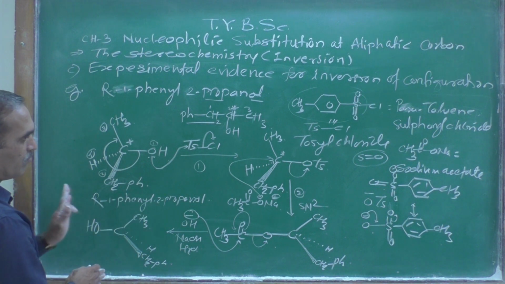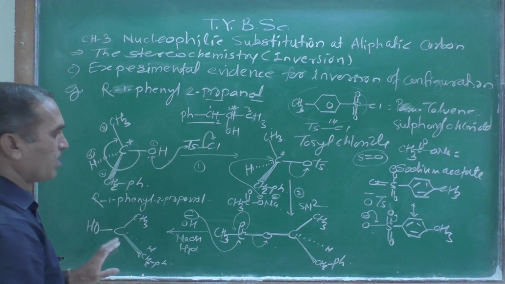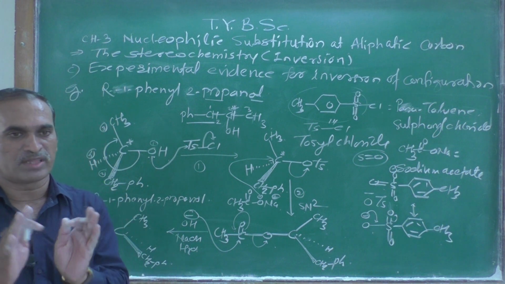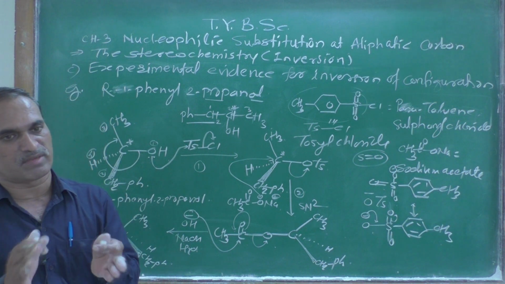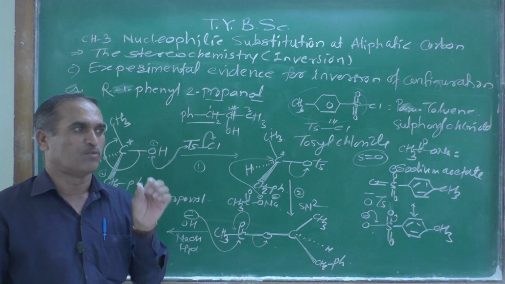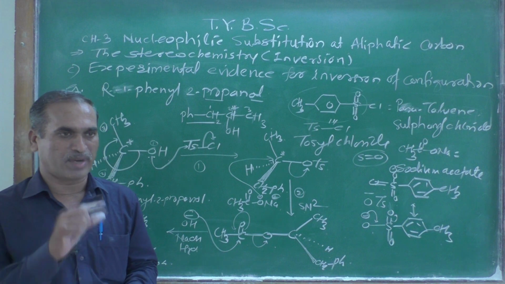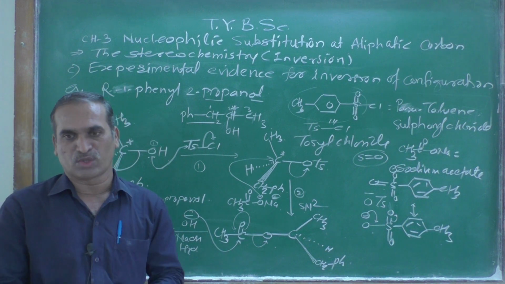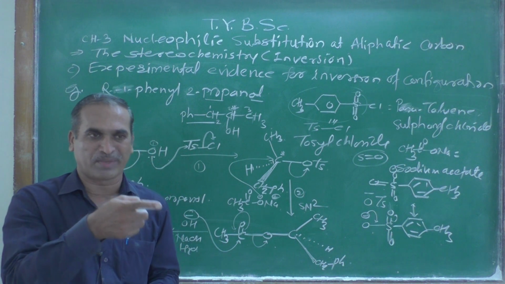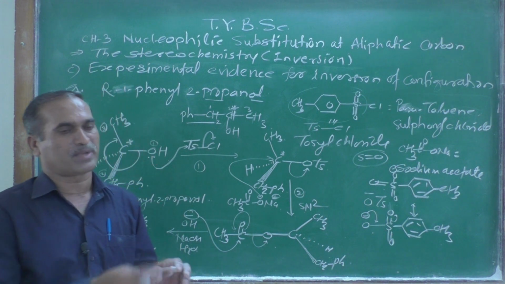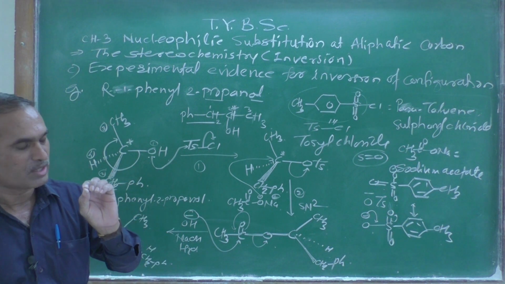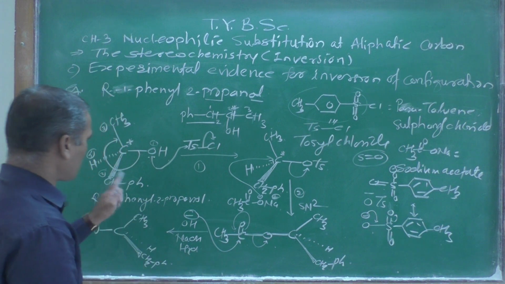If you put the mirror over here, what do you see? They are enantiomers of each other. Enantiomer means what? Everything is the same: the physical properties as well as the chemical properties of those compounds are the same. Only they differ by their rotation. One rotates the plane of polarization to the right-hand side, and the other rotates the plane of polarization to the left-hand side. Equal but opposite rotations are there.